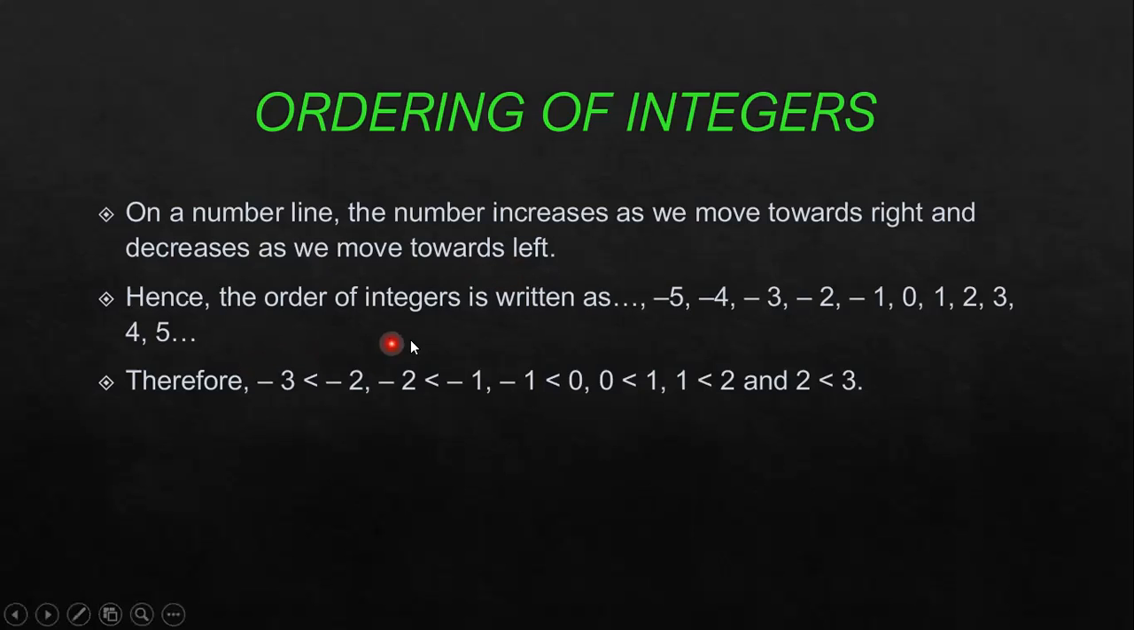So hence the order of integers is written as -5, -4, -3, -2, -1, 0, 1, 2, 3, 4, 5, etc. Therefore -3 is less than -2, -2 is less than -1, -1 is less than 0. We know that negative integers are less than 0. So 0 is less than 1, 1 is less than 2, and 2 is less than 3. Like this we order the integers.